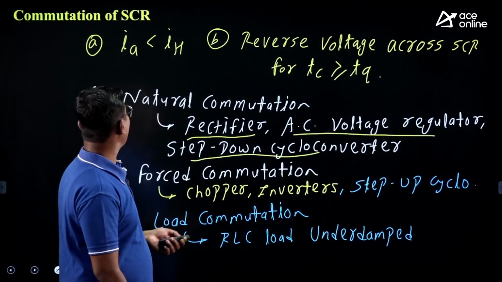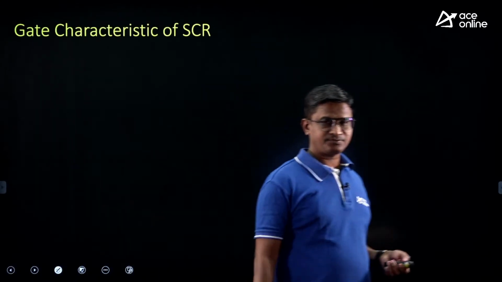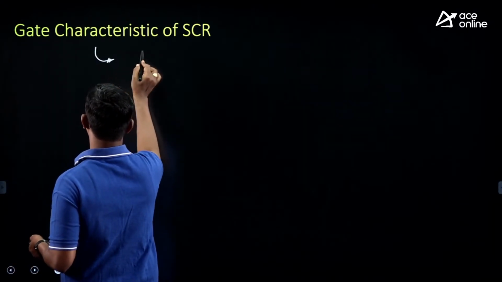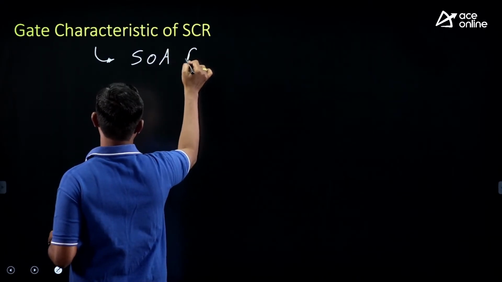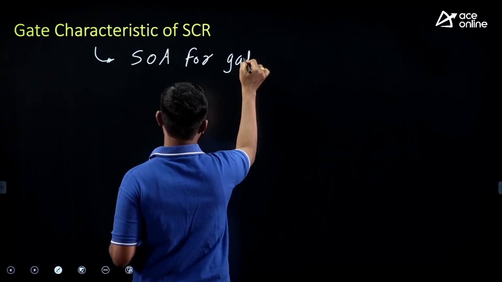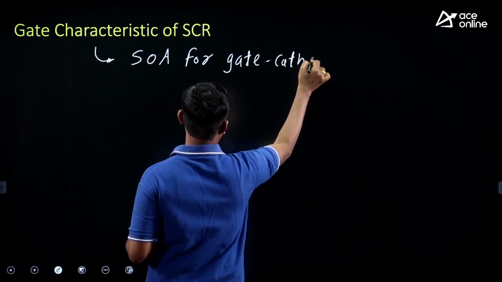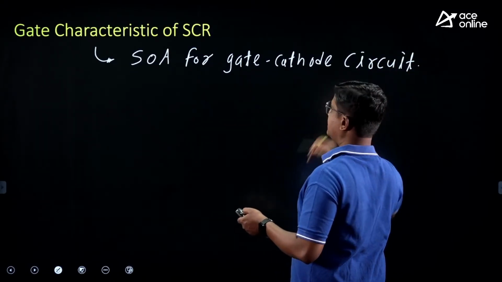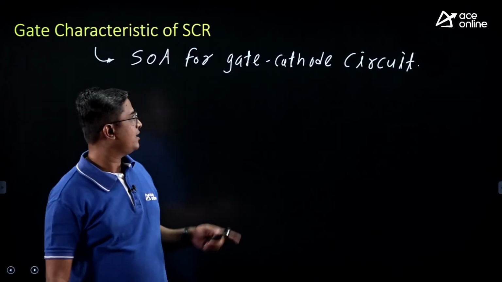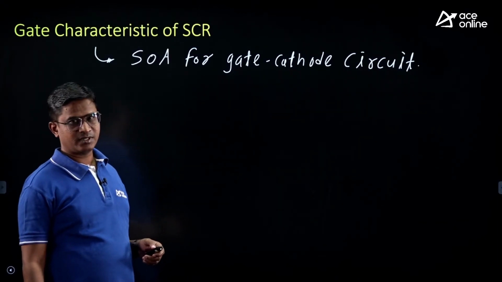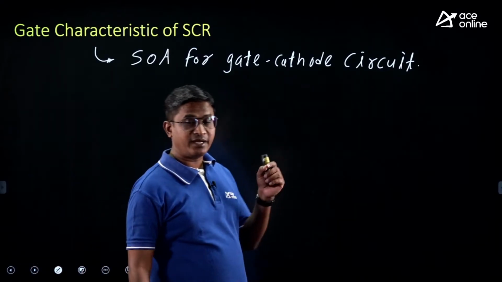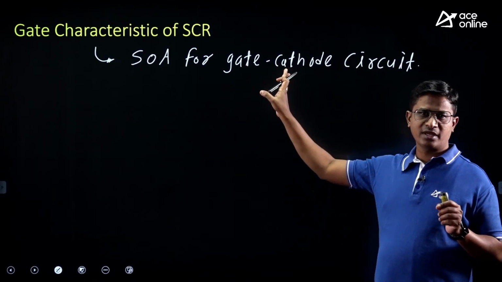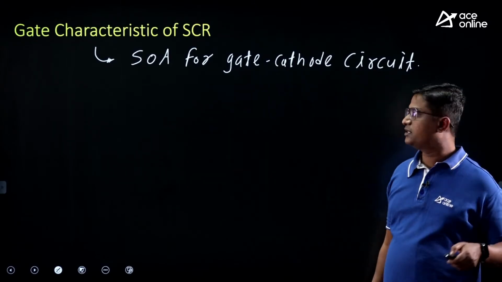Next we have the gate characteristic of SCR. Gate characteristic gives the safe operating area for the gate cathode circuit of SCR, right? Generally the manufacturer of the device prints this characteristic in a device data sheet, but some simple questions have been asked based on the gate characteristic, some numerical questions, okay, right?